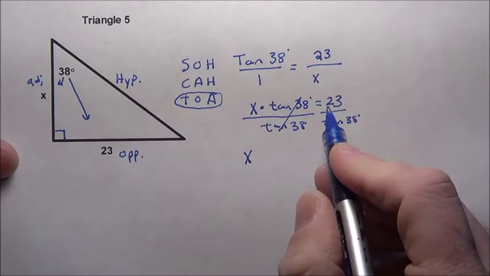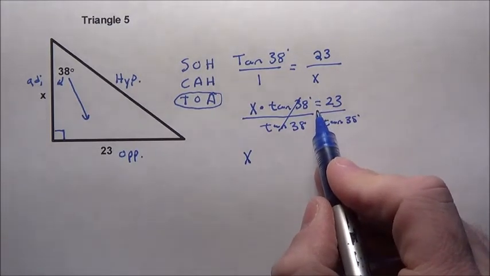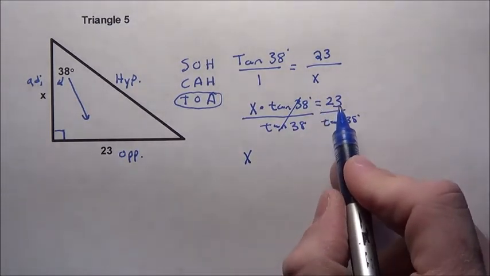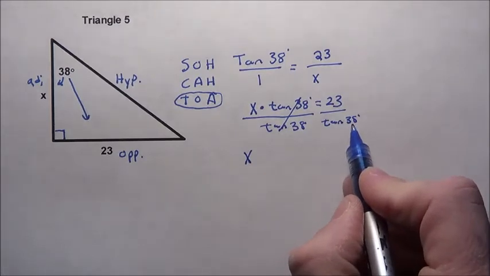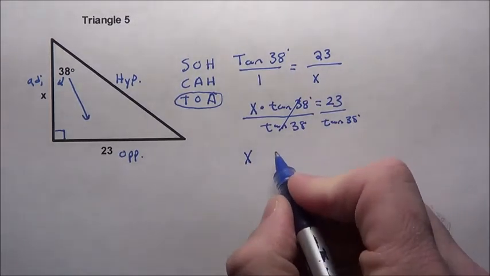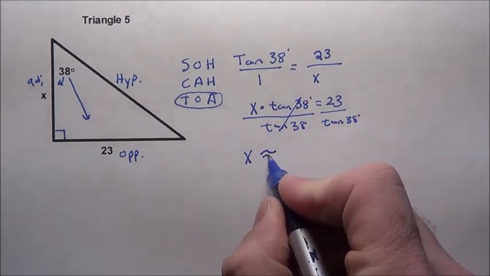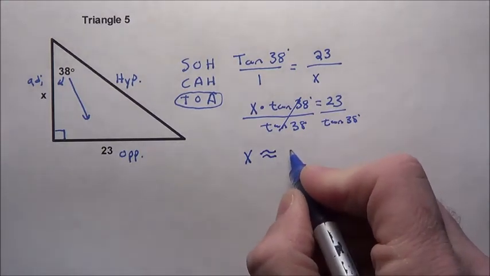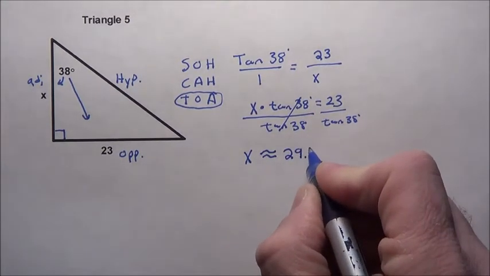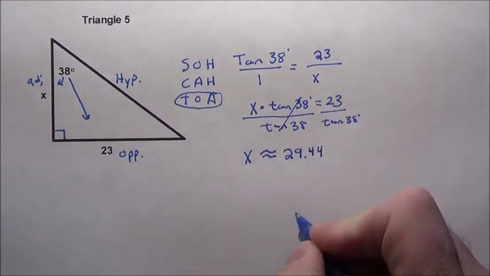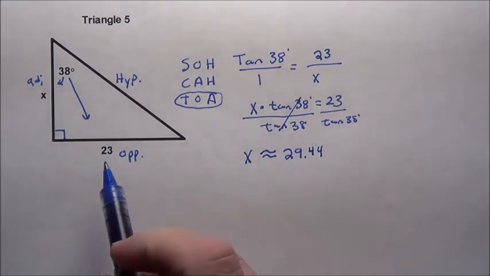X is by itself. Now I'm going to take my calculator, I'm going to make sure it's in degree mode, and I'm going to do 23 divided by the tangent of 38. When I did that just a little bit ago on the calculator, here's what I got: 29.44. Approximately 29.44.